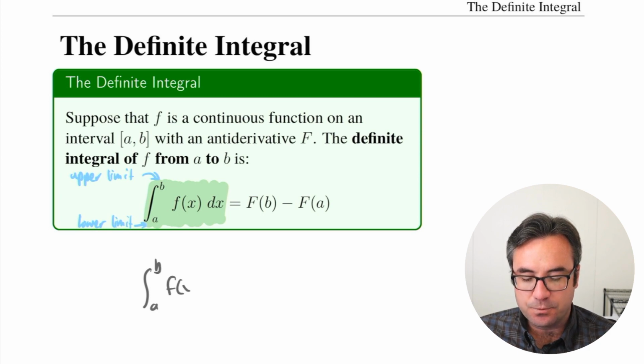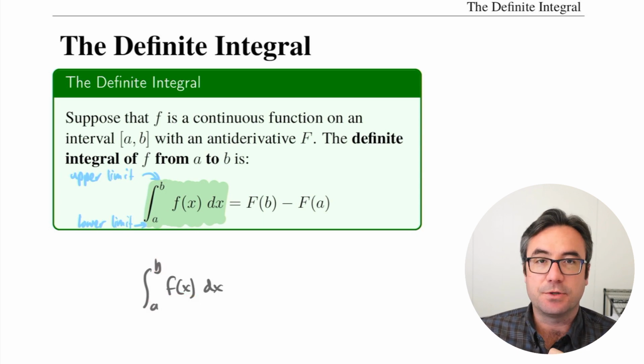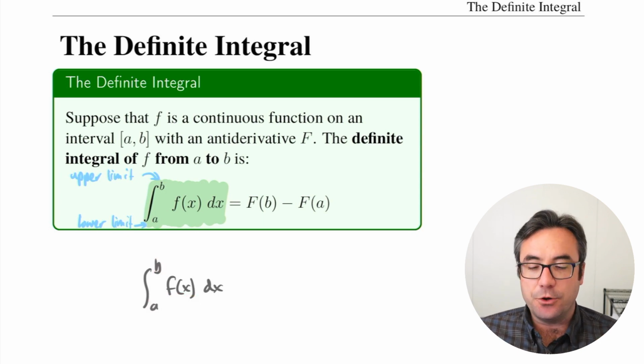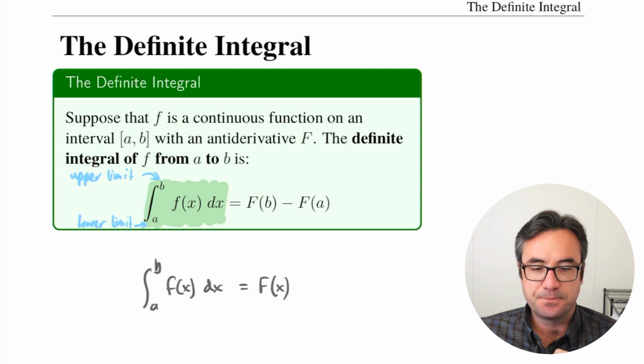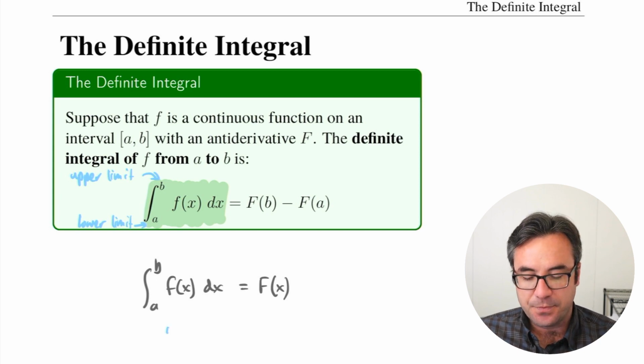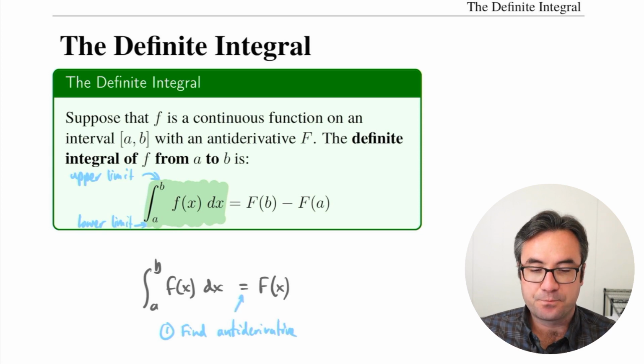All right, so this is what we're going to have. We'll have some function in here, and then we'll have some numbers, a and b, on our integral sign. And the first thing we do is we're going to figure out what the antiderivative of our function little f is. So that's going to be step one. Find the antiderivative.